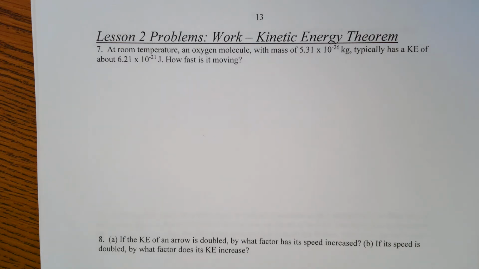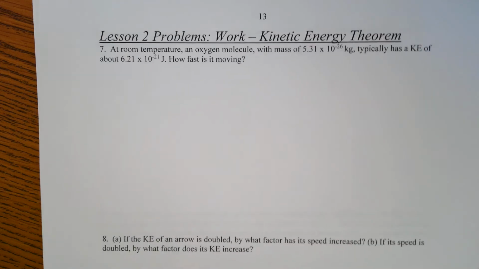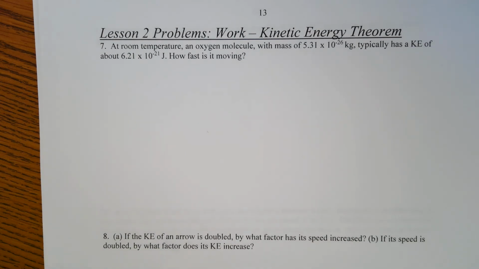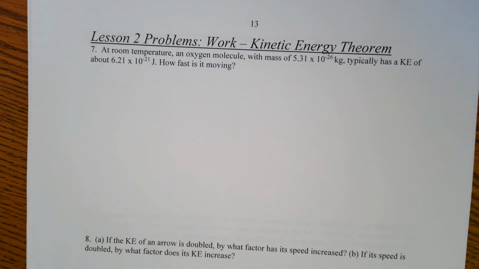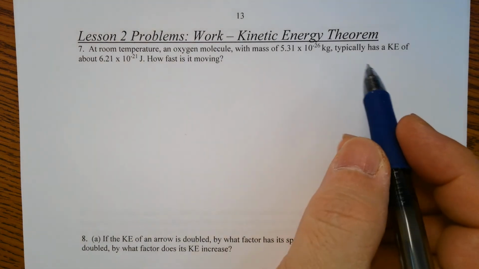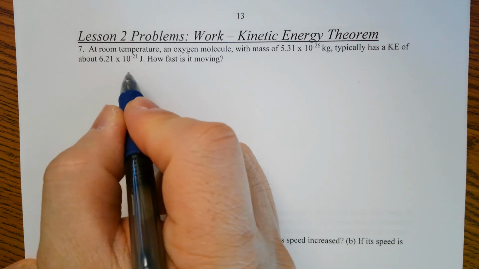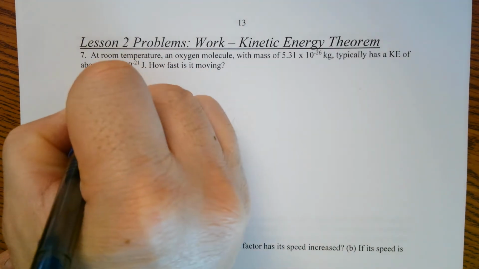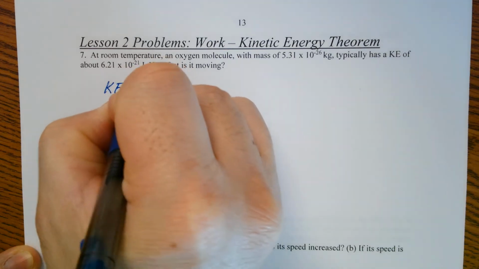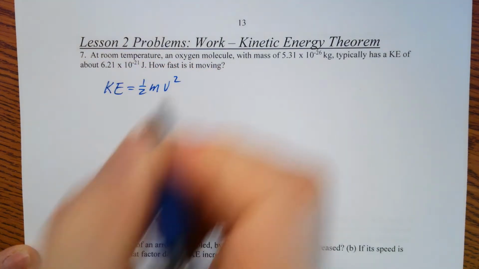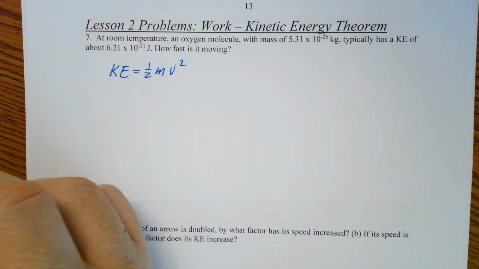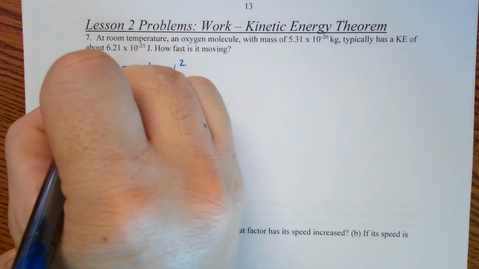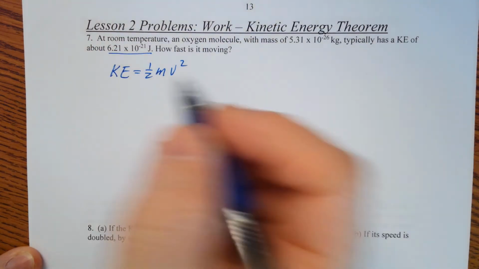Now we're back. So at room temperature, an oxygen molecule with mass of that many kilograms typically has kinetic energy of about this many joules. How fast is it moving? So since we know kinetic energy is equal to 1/2 mv squared, we're looking for v. So here, this itself is kinetic energy.